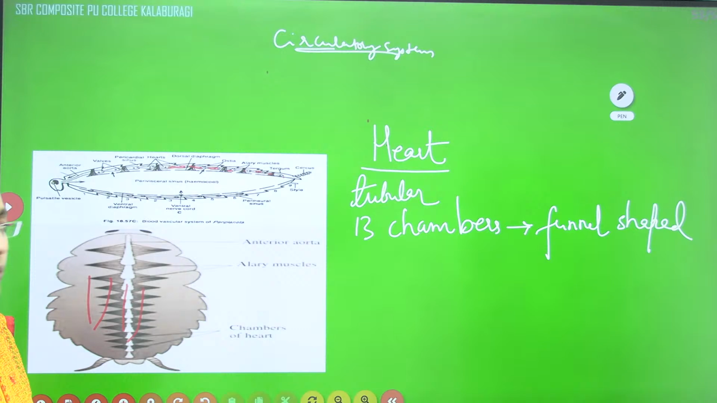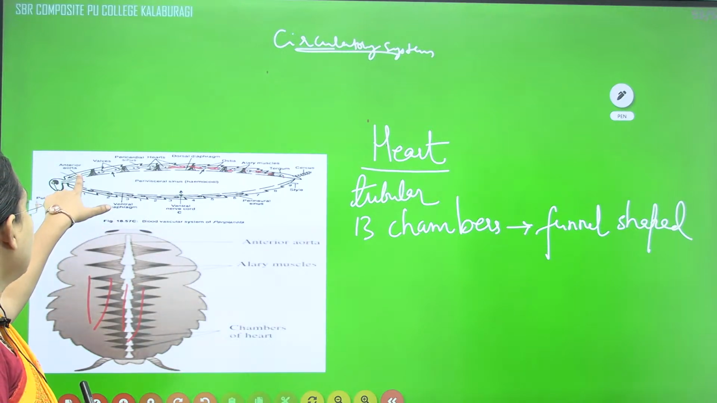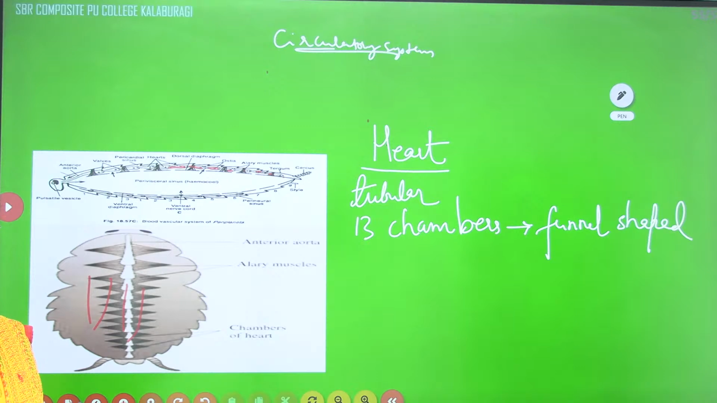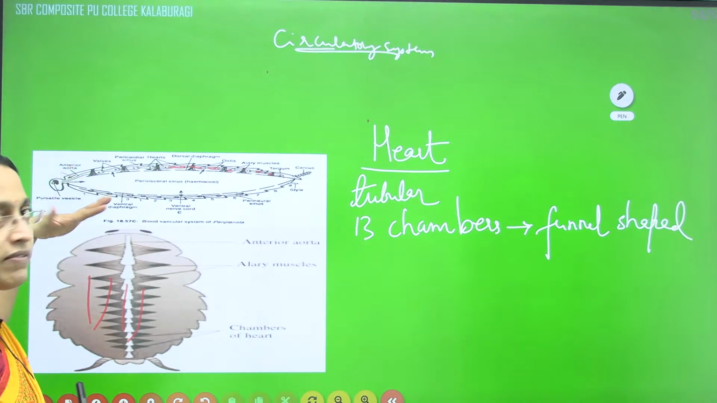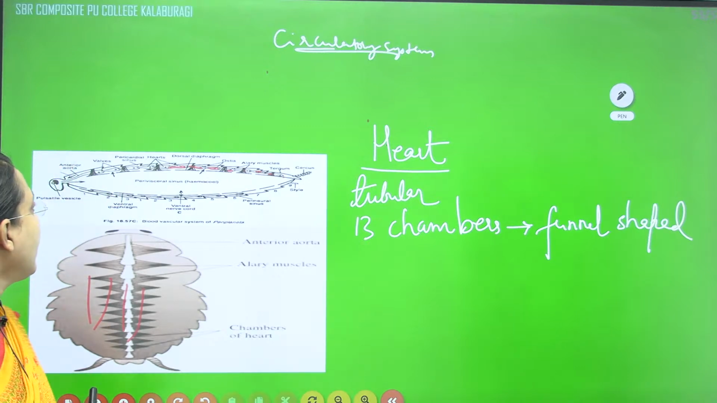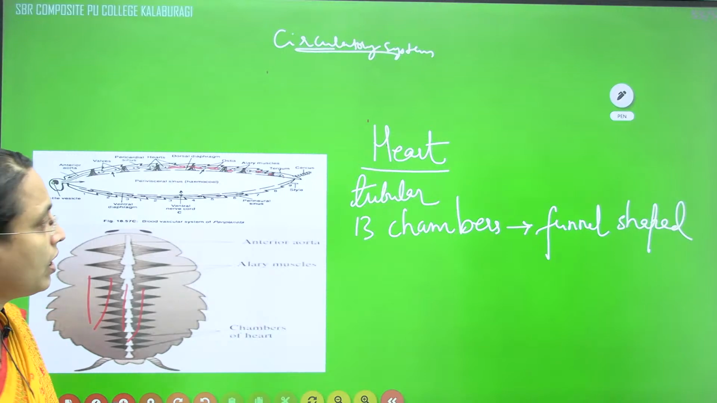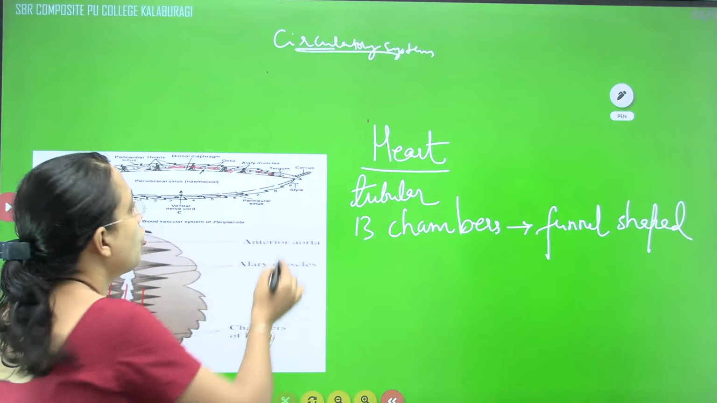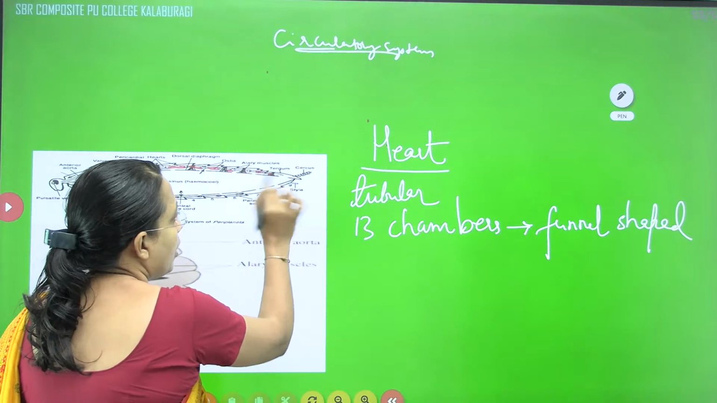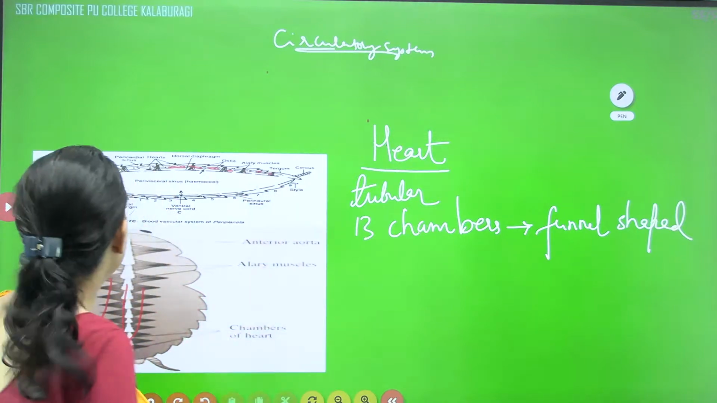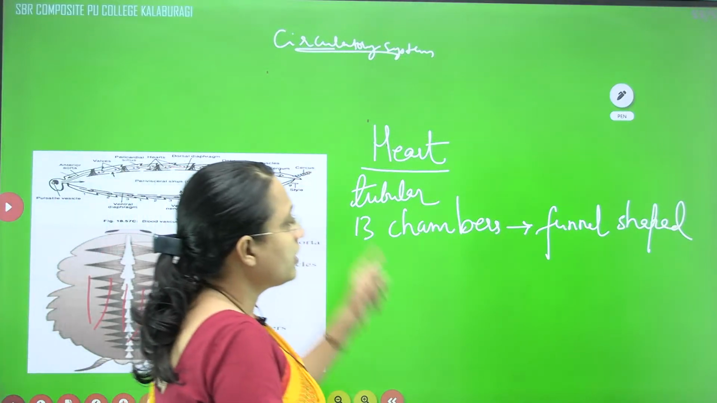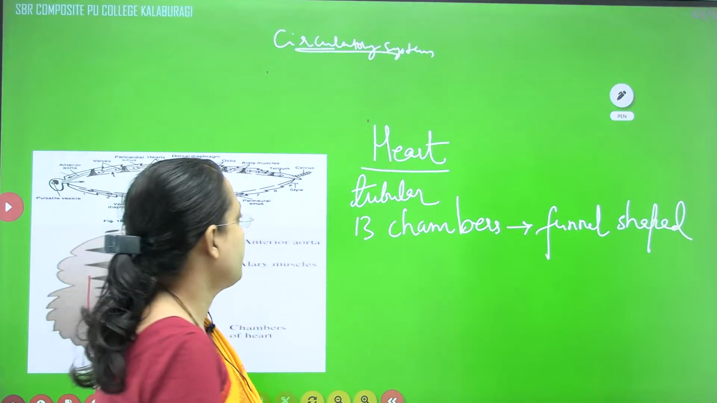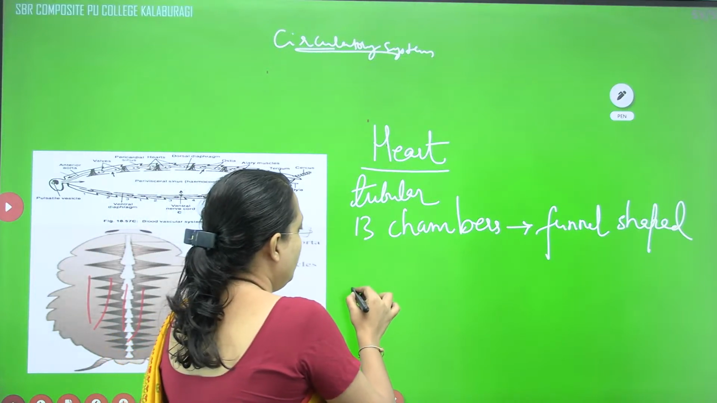13 chambers are there. Anteriorly, the chamber will give rise to a comparatively larger blood vessel called the anterior aorta. Whereas the posterior most chamber is closed. It's not open. So 13 chambers are there, and they are funnel shaped.